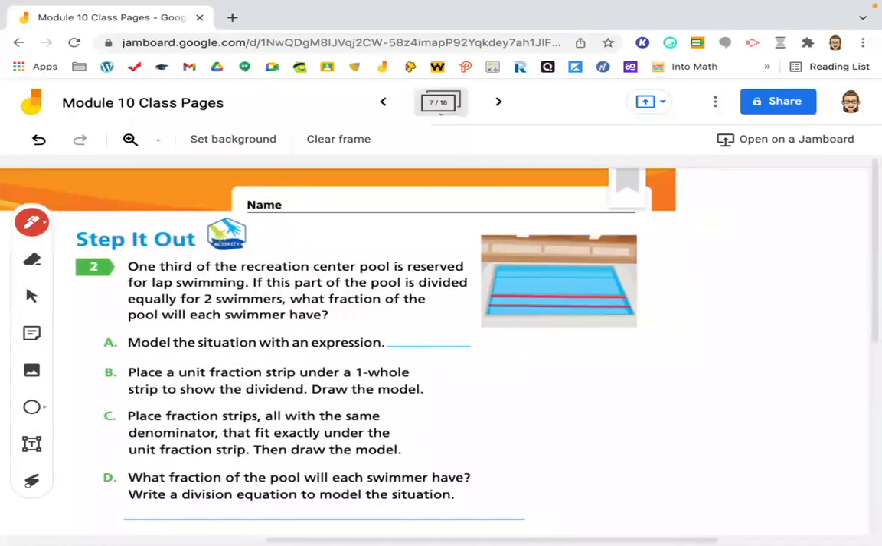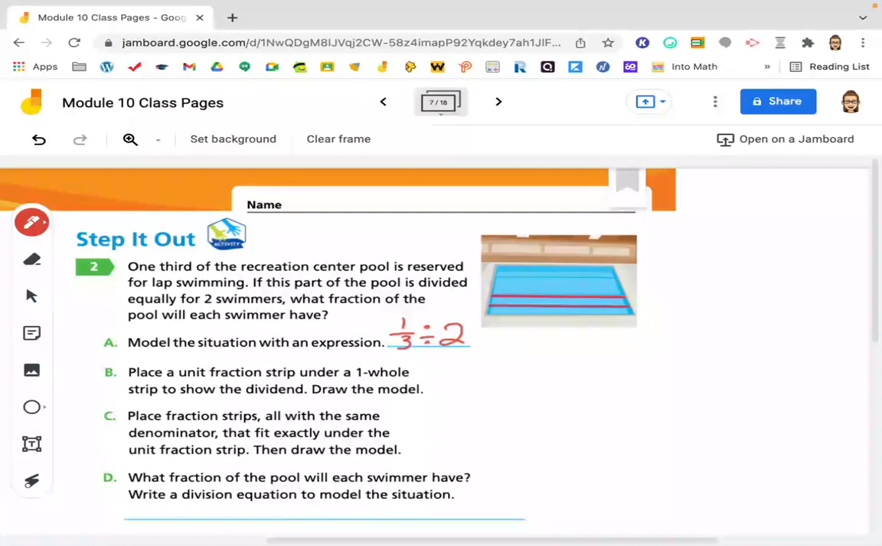So you have 1/3 of the recreation center pool is reserved for lap swimming. If this part of the pool is divided equally for 2 swimmers, what fraction of the pool will each swimmer have? Model the situation with an expression. Well, we have 1/3 divided by 2.